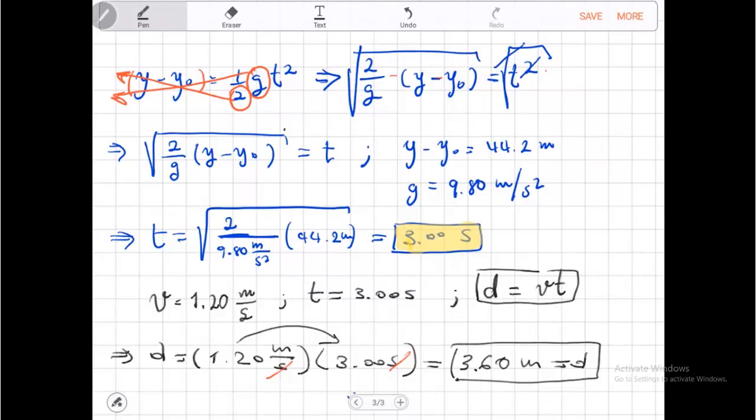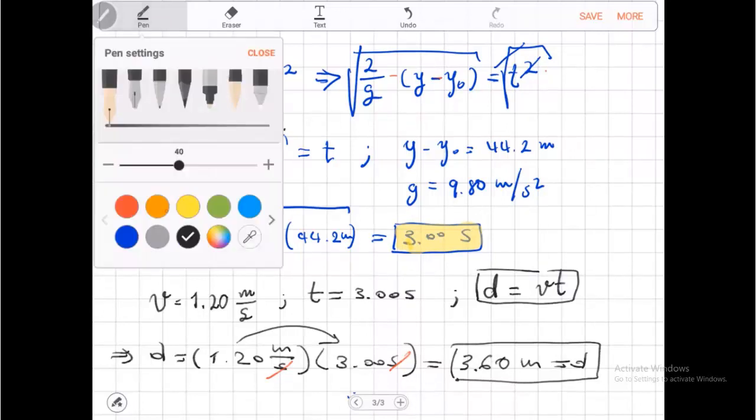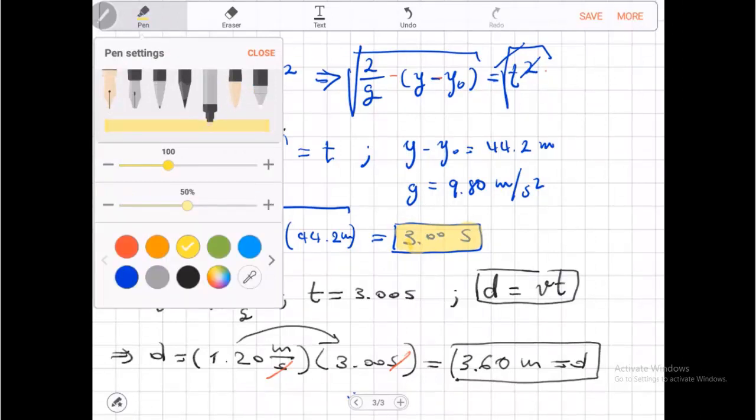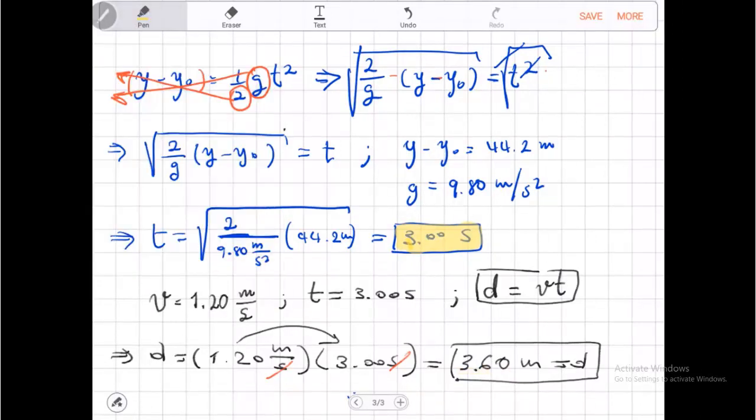This is the distance that he has to be at first from the bottom of the building to get hit by the egg. Otherwise, if he is at a different point, the egg won't hit his head. So I'm going to repeat it: this is the distance he has to be at first, that way the egg can hit his head.